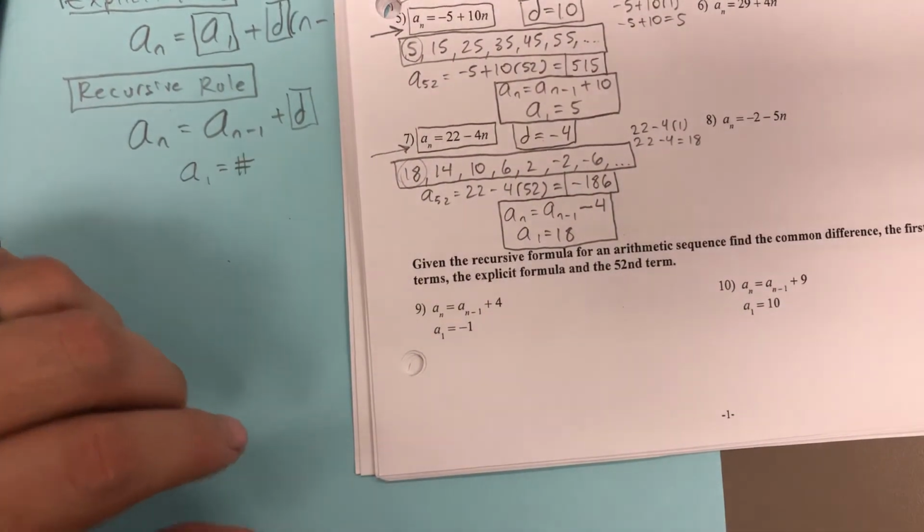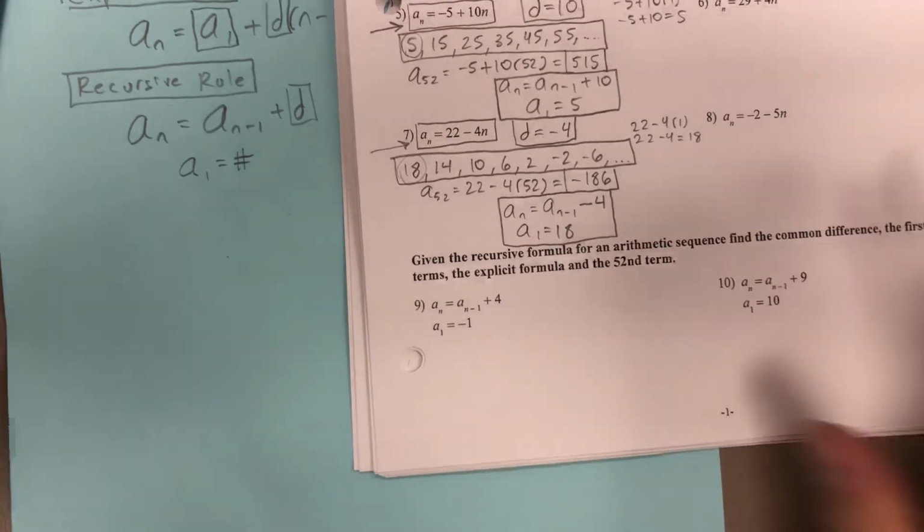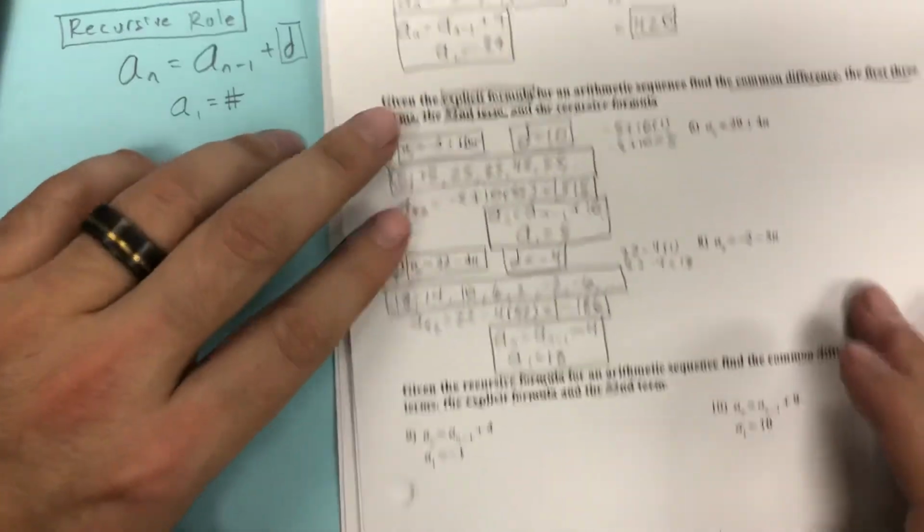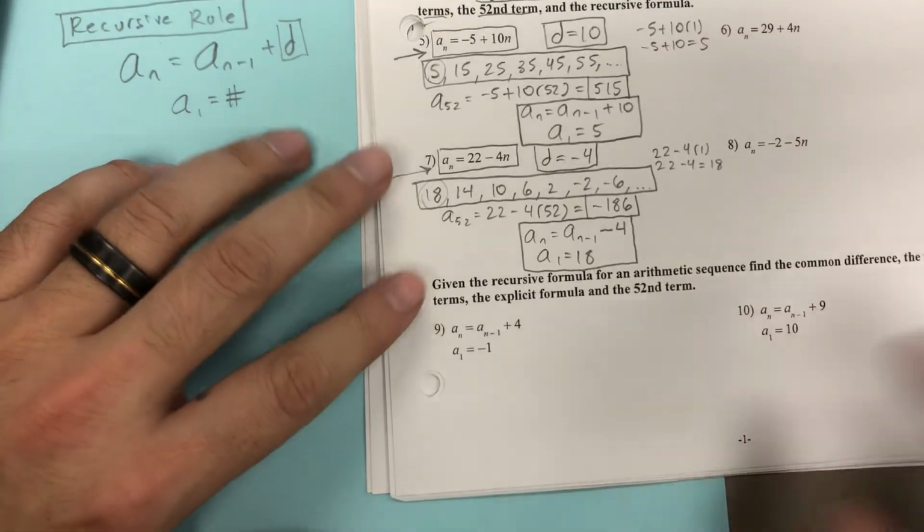So my video is running a little bit late. I think I'm going to finish off the video here. So that's 1, 3, 5, and 7. And I'll start up on the recursive rule on the next video.